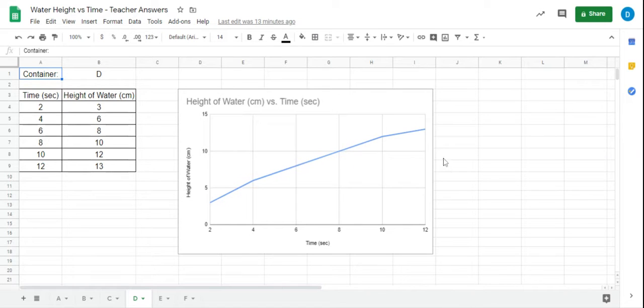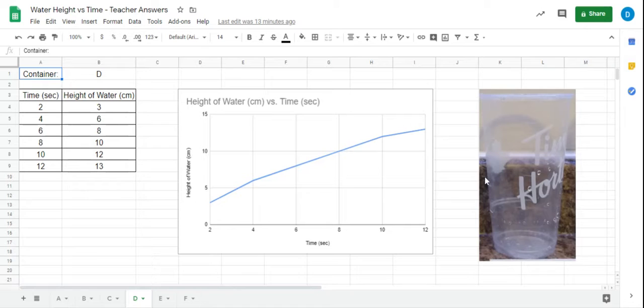For container D, let's let this load. This is our Tim Hortons cup. What do we notice about the shape of the Tim Hortons cup? I like this graph. This is a pretty good reflection of what's happening. It's narrow at the bottom, and it gets wider as we go to the top. So here, the water doesn't have to go as far left and right. It's going to start going up pretty quickly.